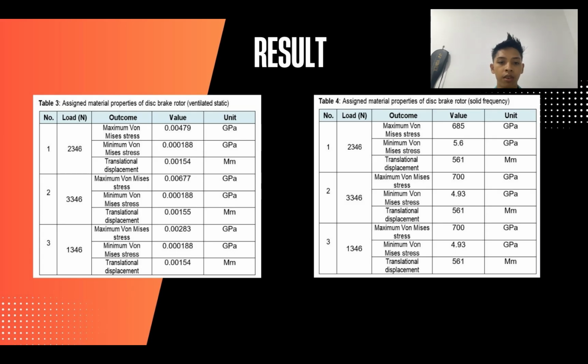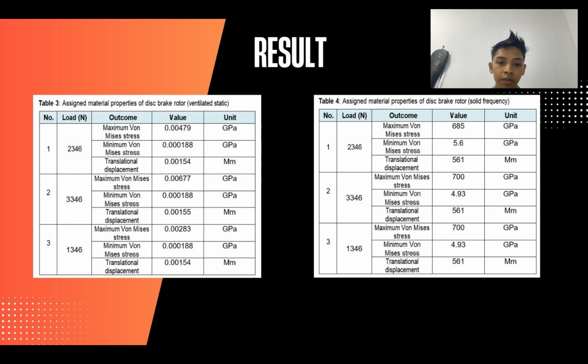Next, for table 3, assigned material properties of this rotor for ventilated static. Number 1 is for load 2346. Maximum von Mises stress value is 0.00479 in unit gigapascal. For minimum von Mises stress, 0.000188 gigapascal, and last for translational displacement is 0.00154 millimeter.